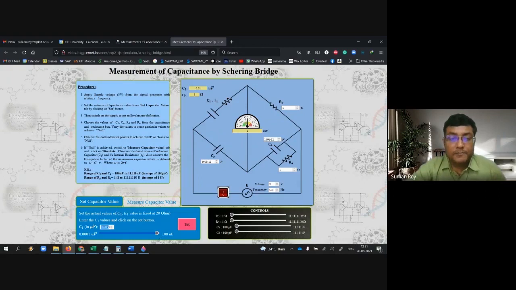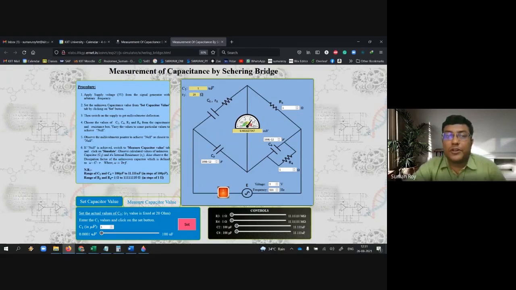Okay, so let me set it for 1 microfarad. To set this 1 microfarad, you have to click on the set button. Okay, and after that, you switch on the kit. If you switch on the kit, then you can see a sharp deflection in this dial.